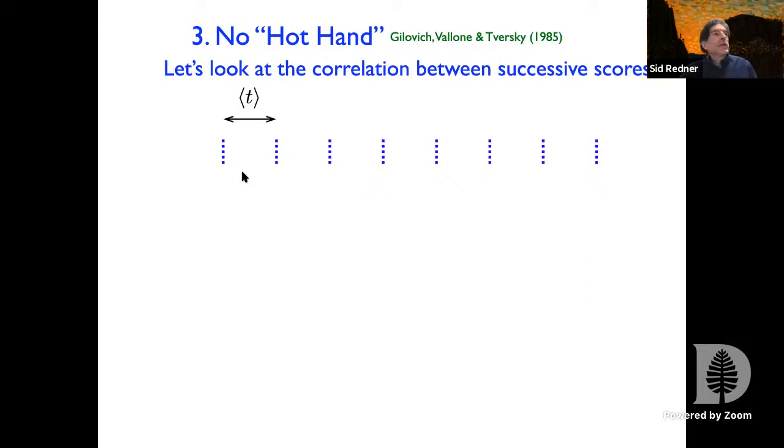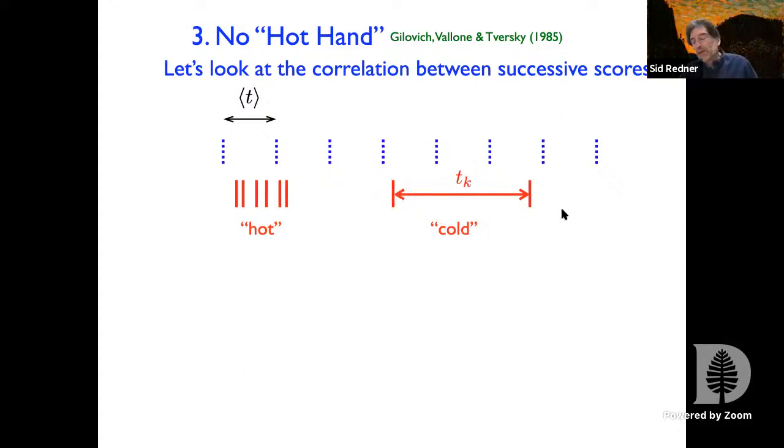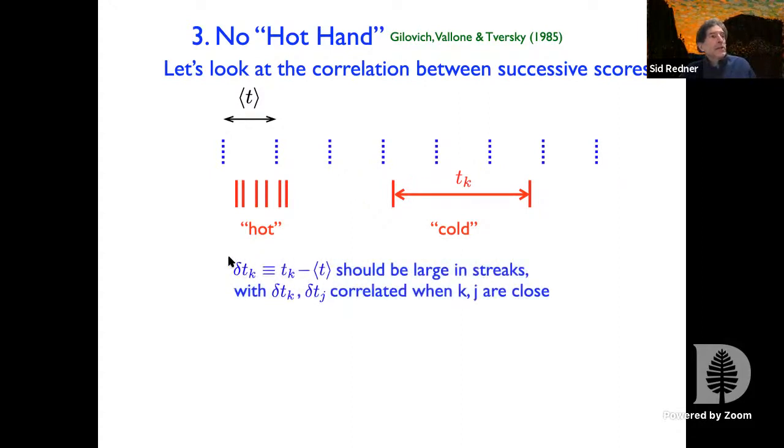So here, what I'm showing is these little blue lines are meant to be scoring events. And there's an average time between scoring events if we average over an entire game. So if a team is hot, that means that the scoring events come fast and furious. And if a team is cold, that means there'll be long periods of time between successive scoring events. So if there were correlations, then we can look at the difference between the average time between scoring events and the instantaneous time between the kth and the k plus first scoring event.